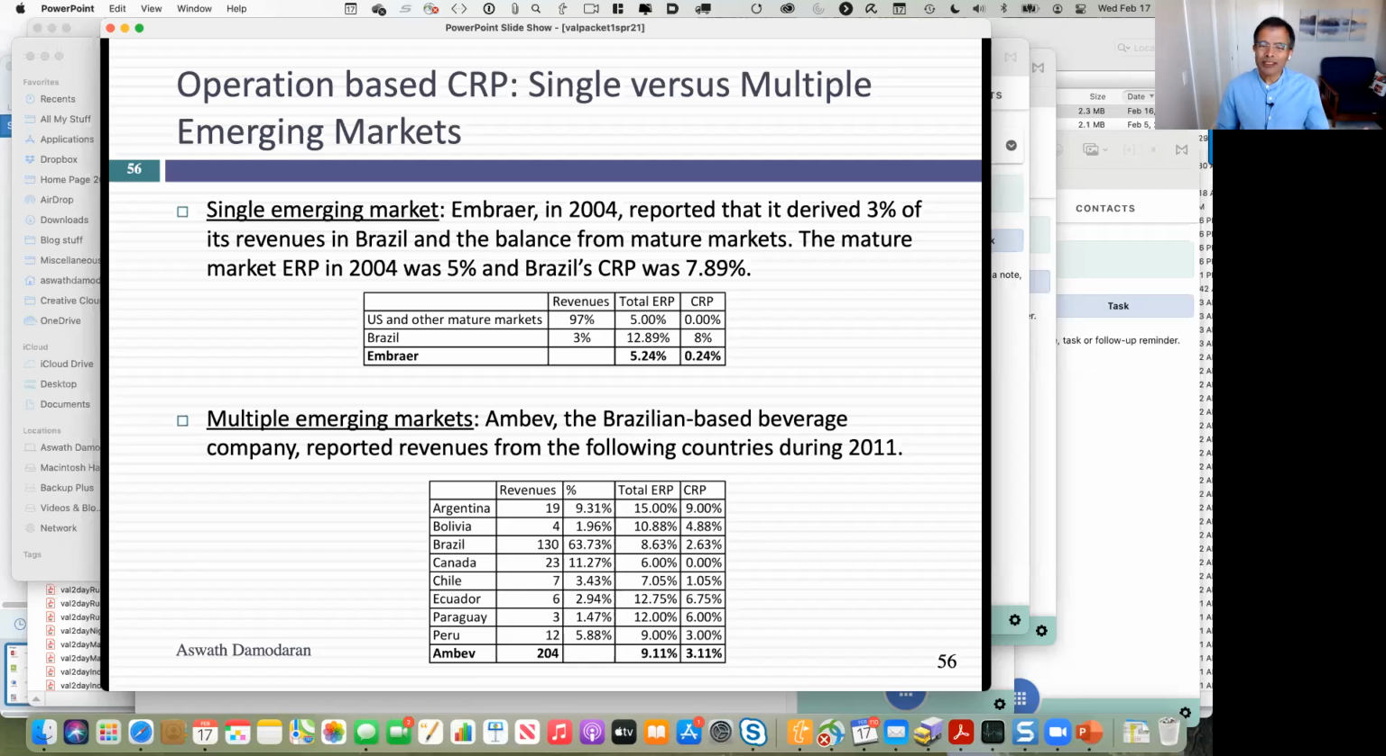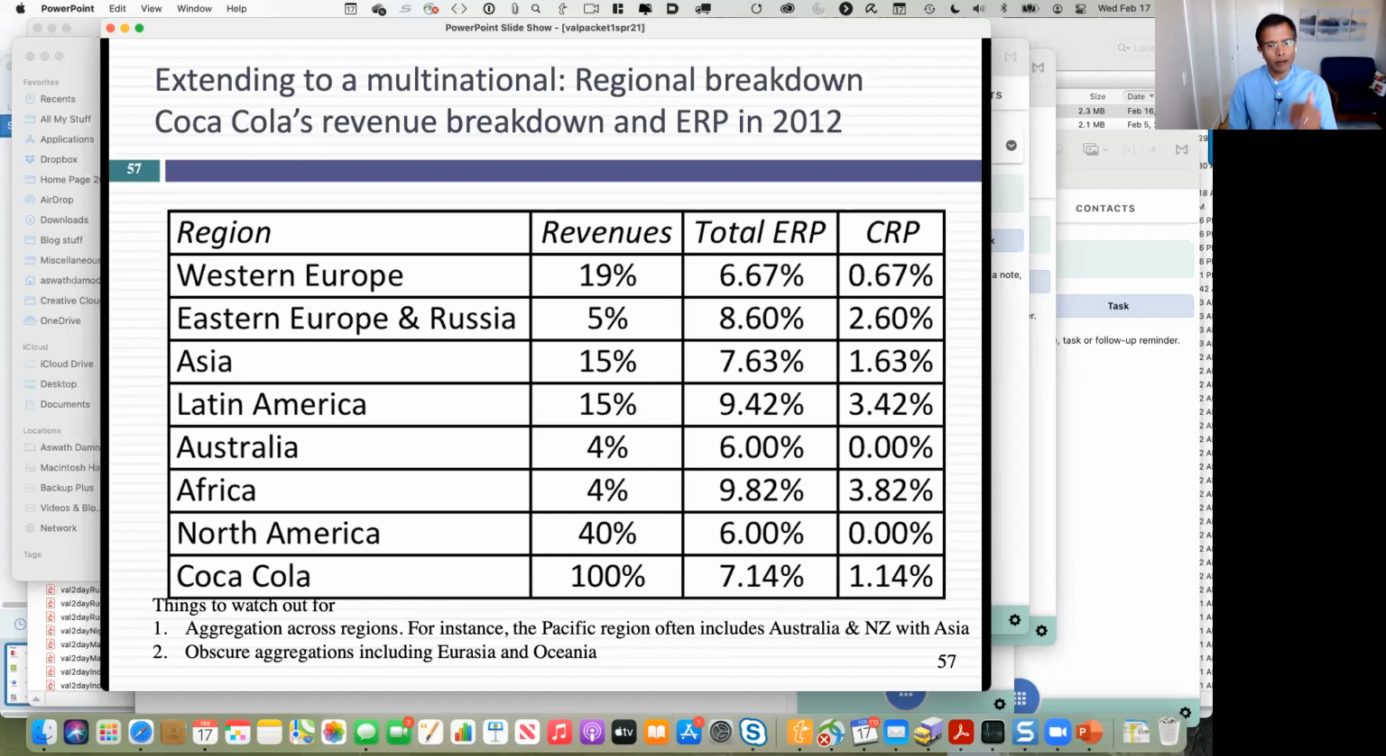So for maybe 75, 80% of the companies I value, the weights I use tend to be revenue weights. I'll give you the exception though. And this is not just emerging market companies. If you gave me Coca-Cola and said, what's the equity risk premium for Coca-Cola? Even though it might be Atlanta-based and a US company, its revenues come from all over the world. I'm going to take a weighted average.